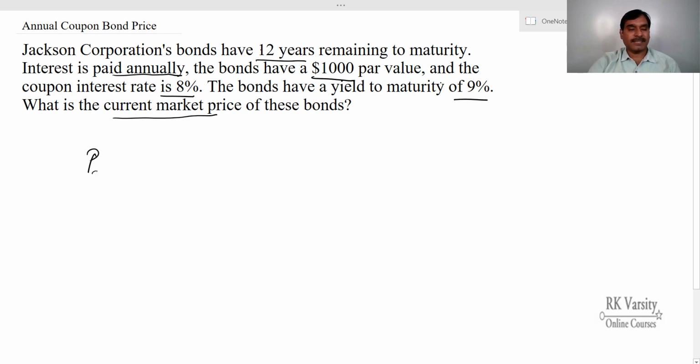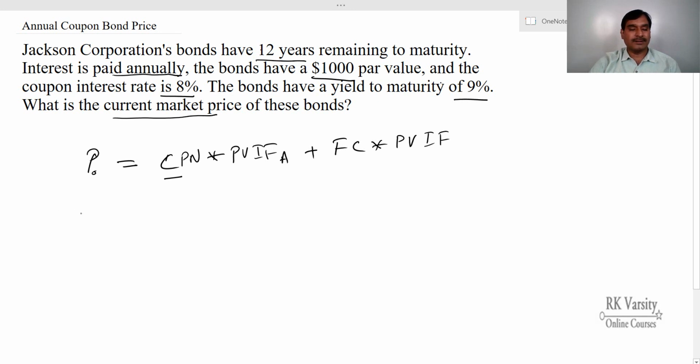Let us say price is indicated as P0, the current market price. This equals CPN, which stands for the coupon, times the present value interest factor annuity, plus face value times the present value interest factor. We look at what inputs we have.